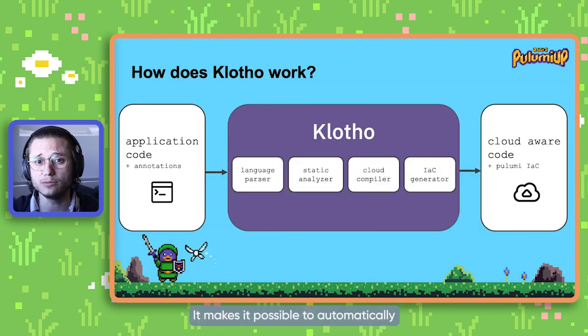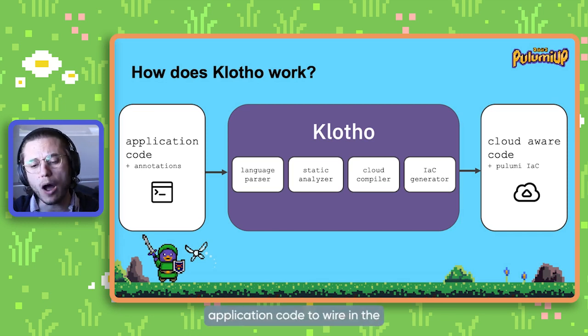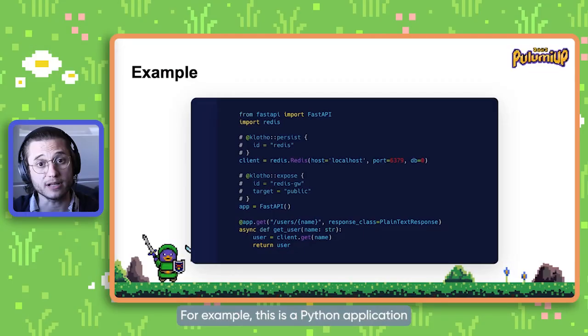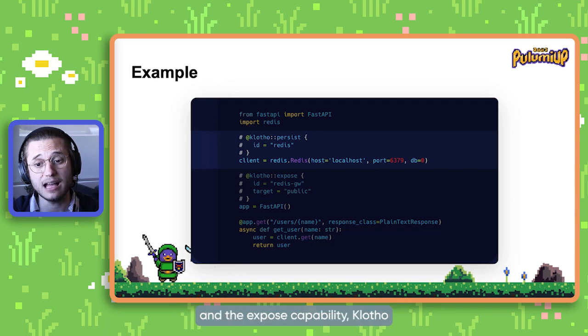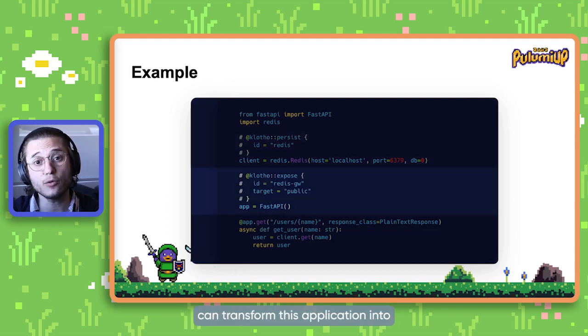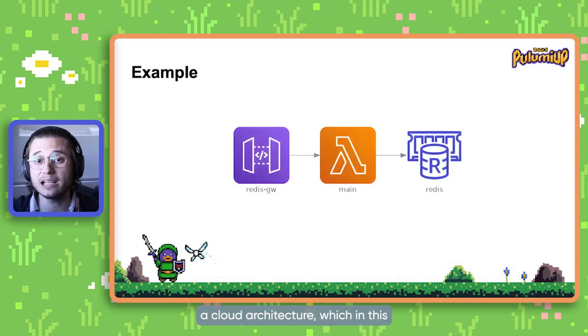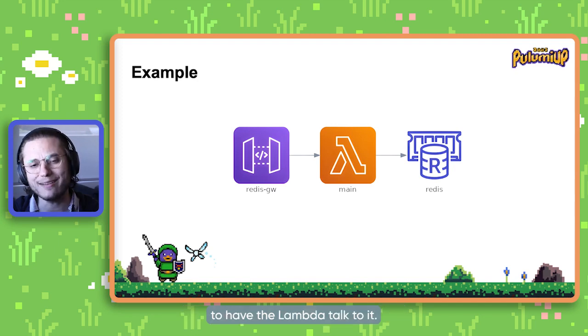It makes it possible to automatically generate Pulumi code for the necessary components and resources that are needed to power your application in a cloud setting. It then surgically modifies your application code to wire in the usage of those cloud resources. For example, this is a Python application that uses FastAPI and a Redis SDK, and just by adding the persist capability and the expose capability, Klotho can transform this application into a cloud architecture, which in this case has an API gateway, a Lambda, and an ElastiCache, wired with VPCs, IAM policies, and the needed configurations to have the Lambda talk to it.